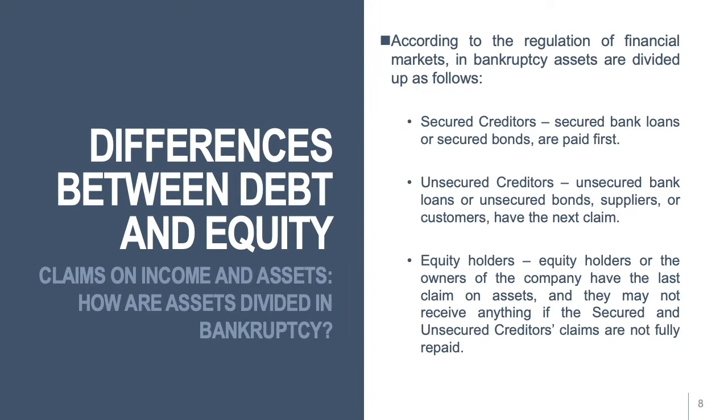Then the company needs to pay unsecured creditors, unsecured bank loans or unsecured bonds. Suppliers or customers have the next claim. If there is any balance, then the company can pay the equity holders. So equity holders, or the owners of the company, have the last claim on the assets, and they may not receive anything if the secured and unsecured creditors' claims are not fully repaid.